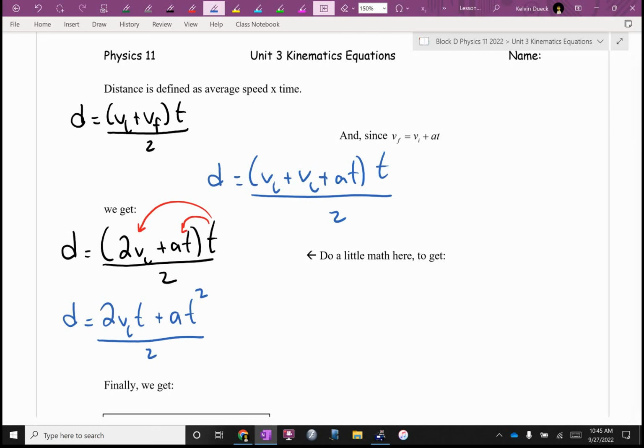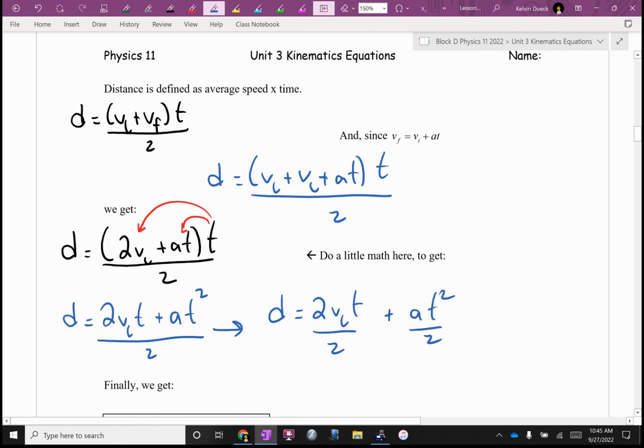Again, let me emphasize, I'm not going to ask you to rederive this, but I'm just showing you where these 4 equations come from. Is this first term over 2? Is this second term over 2? Then you're allowed to split them up. Hang on, draw a little arrow. You can write this as D equals 2 VIT over 2 plus AT squared over 2.